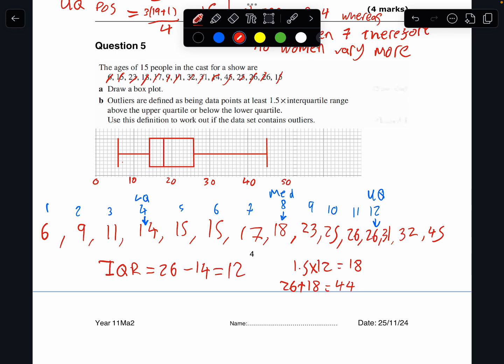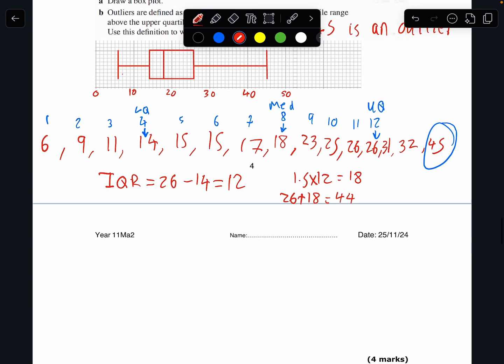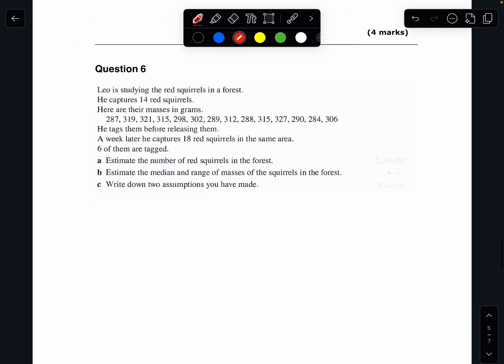Do I have a number bigger than 44? Yes, I do. This one right here. 45 is an outlier, because it's more than 1.5 times the interquartile range above the upper quartile. Okay. All right. Moving on.